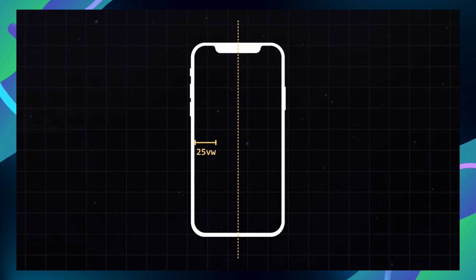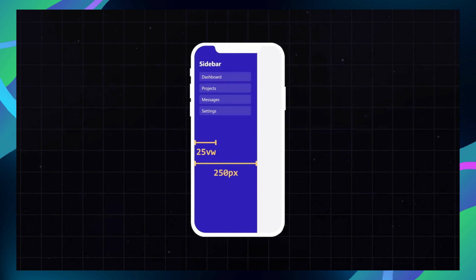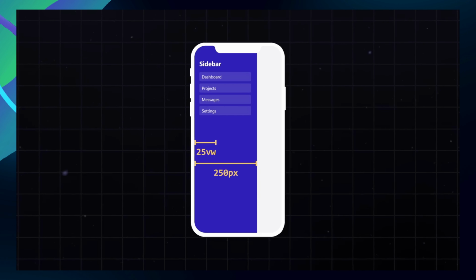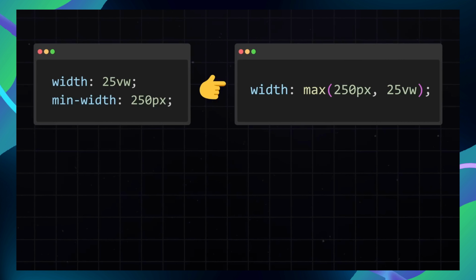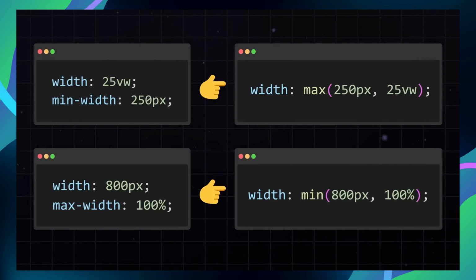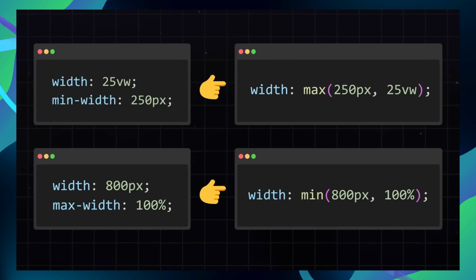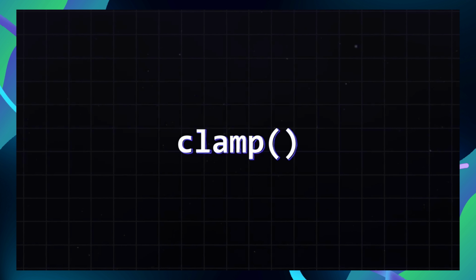But luckily, in that exact case, 250 pixels is the bigger value, and therefore max will return that value, which fixes the problem. So I know it might sound counterintuitive, but whenever you need a minimum value, use the max function, and whenever you need a maximum value, use the min function. Now to be honest, I haven't found that many use cases where max can solve a problem, but what I can tell you is how powerful the clamp function can be.